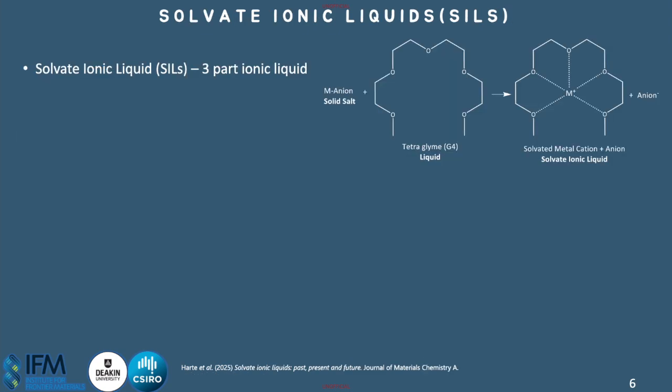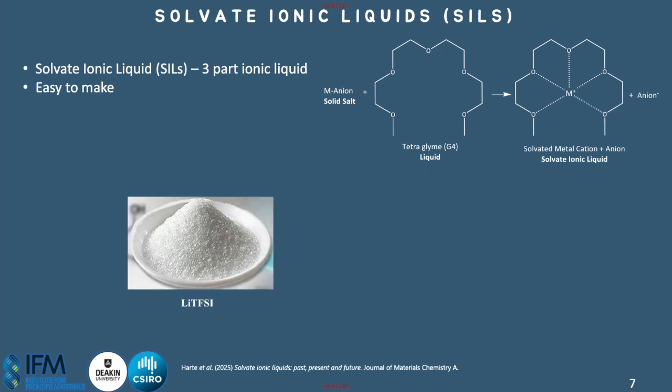Solvate ionic liquids are a three-part ionic liquid. They consist of a metal cation interacting with an anion in solid salt form, which is dissolved in a liquid ether glyme, and this ether chelates the metal cation, and the anion is a pseudo spectator in the system, which does interact with some of the cation and oxygen atoms as well.